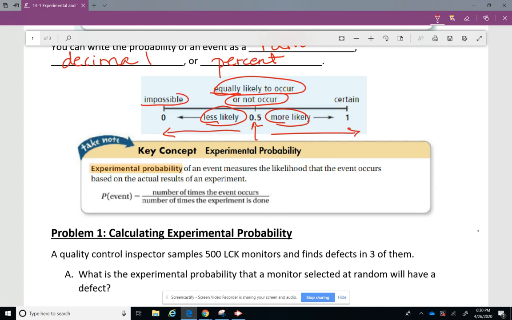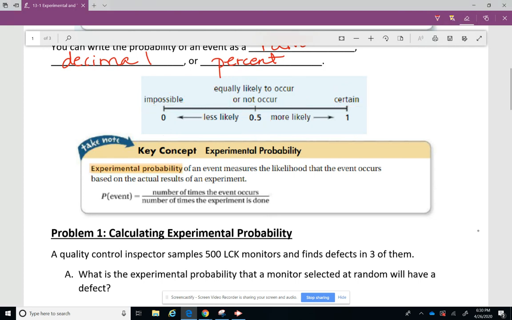If it's impossible, that would be like if you had red, yellow, green, and blue marbles, and what was the probability of you choosing a pink one? Impossible. It's not going to happen. You didn't have any pink ones. And then certain would mean every time you put your hand in the bag and pulled out something, it was going to be a marble. That's certain to happen. Okay? So that's just kind of a continuum of what could happen.